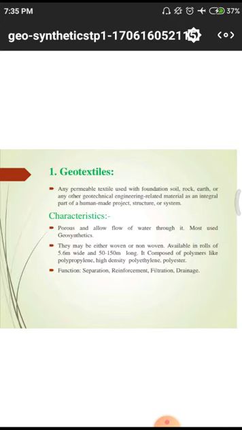And the functions are separation, reinforcement, filtration, and drainage. Separation means dividing a top layer and a bottom layer; in between those we use geotextiles. The second one is reinforcement, normally to transfer stresses. Tensile stresses will be transferred by using this reinforcement. And the next one is filtration. The large particles will be filtered and the water will be drained through these geotextiles, and for the purpose of drainage also, to move a particular quantity of water.